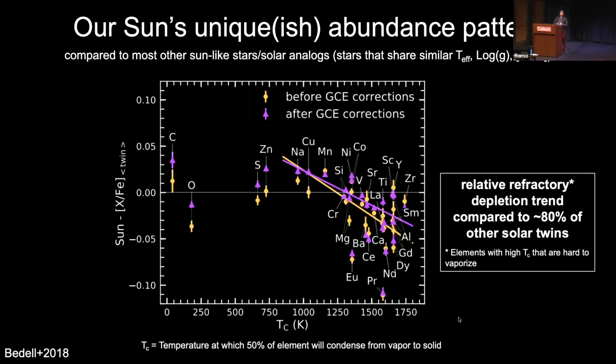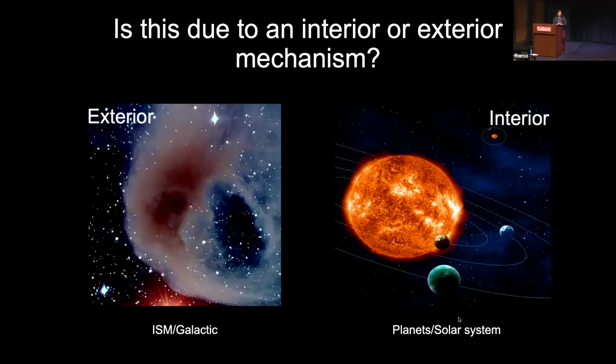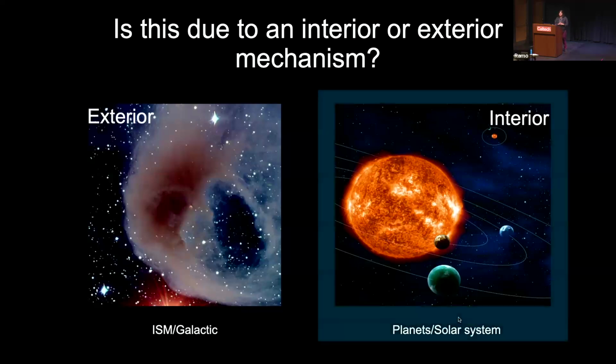We think our sun is very boring and average in most ways. So why is it showing this depletion in refractory elements? And there's two ways we can think about this, which is very on theme for what we've been talking about earlier in the week, which is disentangling the galactic from the planetary. So we can think about exterior mechanisms like galactic chemical evolution. Is this just a result of that? Or is it something more local, like a solar system process that is creating this chemical depletion we see in the sun?